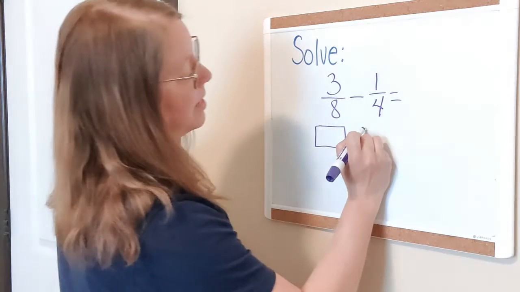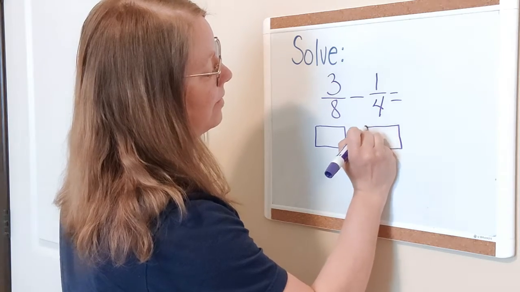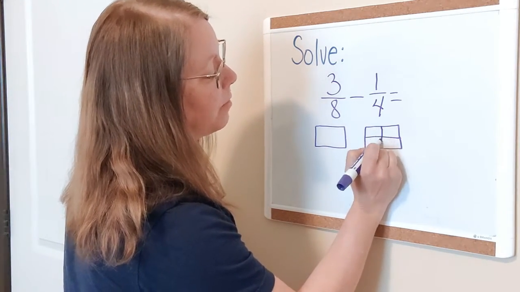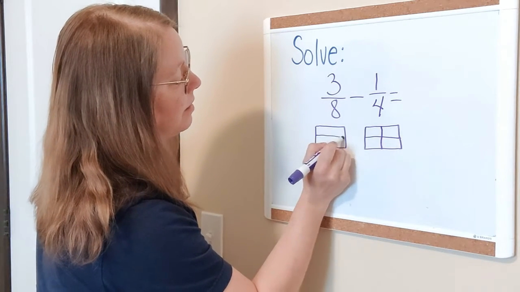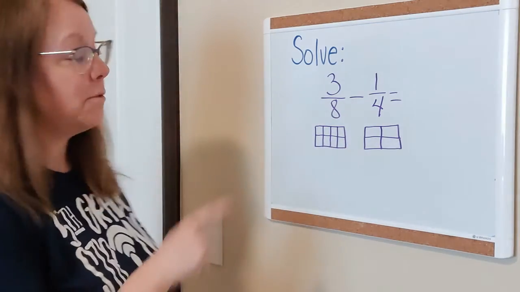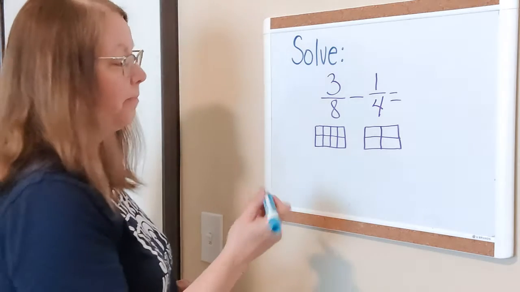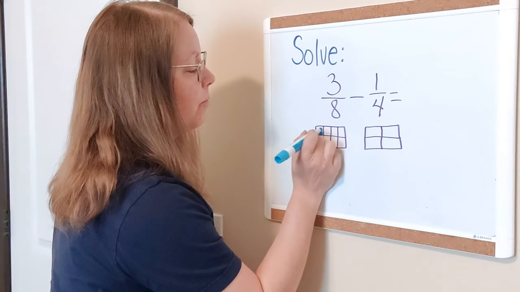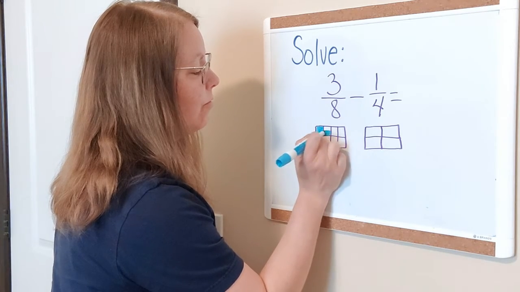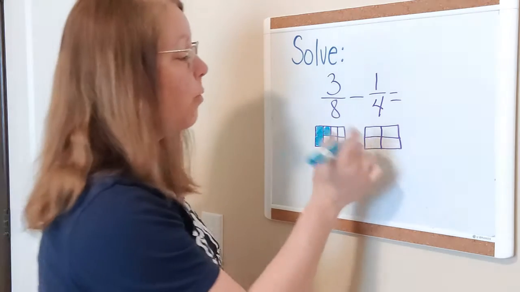I'm going to draw a rectangle like that because that's nice and easy to divide into 8 equal pieces. And I feel like those are pretty close. My denominator says divide this one into 4 pieces and divide this one into 8 pieces. That's what my denominator says, 8 pieces. And then my numerator says 3 of them. All right, so there are 1, 2, and 3. Now this numerator tells me I have 1 piece out of 4 over here.